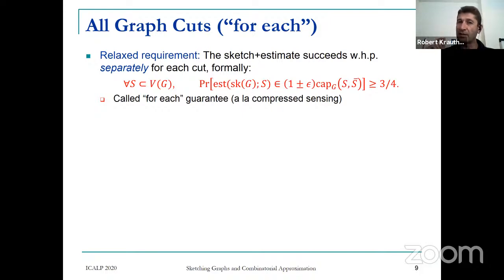The point here is that for every cut you have a high probability of success, but separately for every cut. Now you cannot really do a union bound here. You could, but you have to amplify. If you want to do a union bound over the 2 to the n cuts, you need to amplify so much that you have to repeat it order n times. That's of course too expensive because it will increase the storage size by a factor of order n, which is too much for us. So we call this thing the for each guarantee. This name comes from compressed sensing, compared to the previous concept, which is for all, without the probabilistic guarantee.